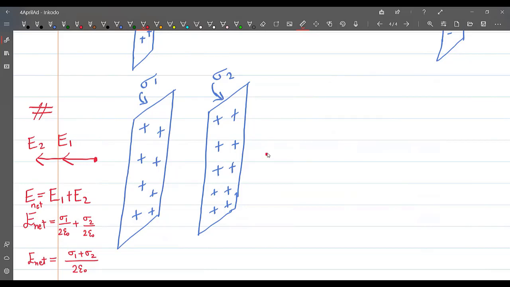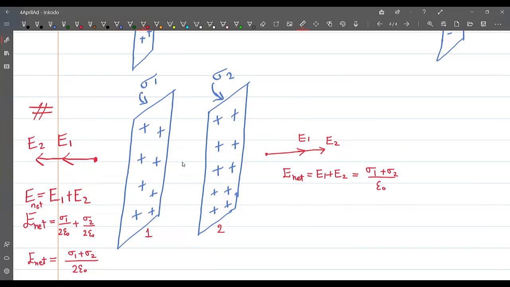Now, if you take a point here, electric field will be in the right direction due to the first sheet. This is the first sheet. This is the second sheet. Now, due to the second sheet again, electric field will be at this point again in right direction. So again, you can write the net field in this region as sum of these two, E1 plus E2. Resultant will be again sigma 1 plus sigma 2 by 2 epsilon naught. So when point is on the right side of both these sheets, the electric field will get added.